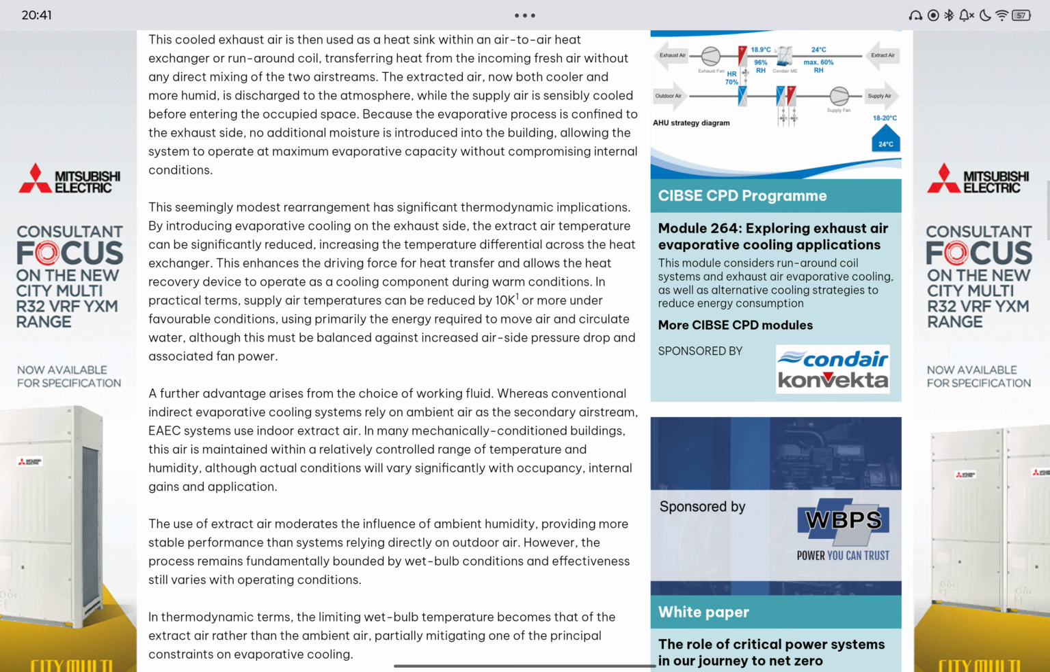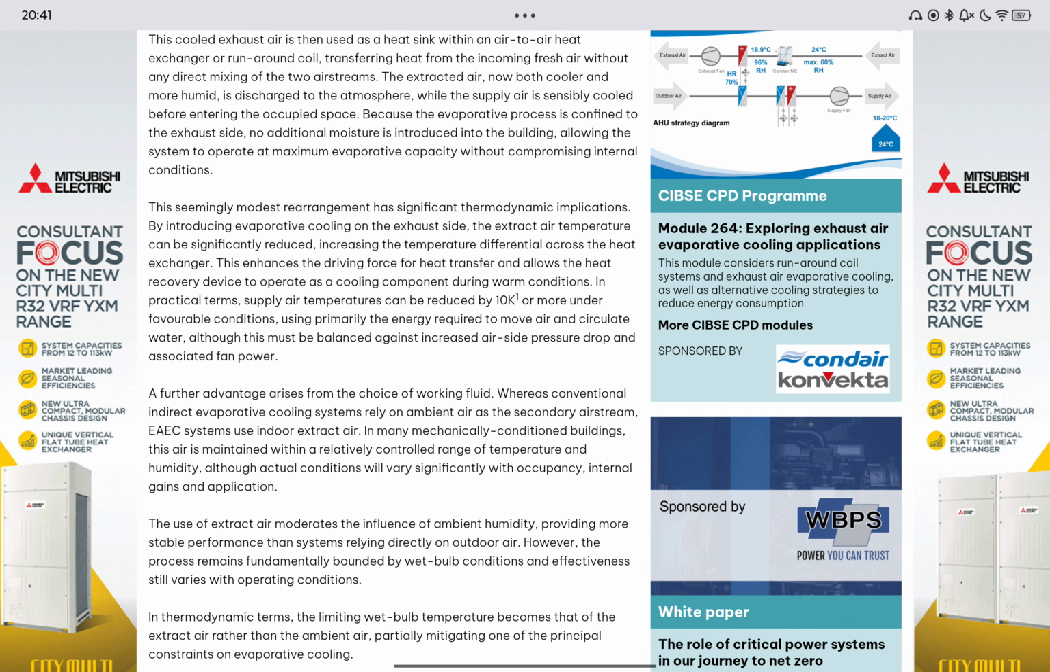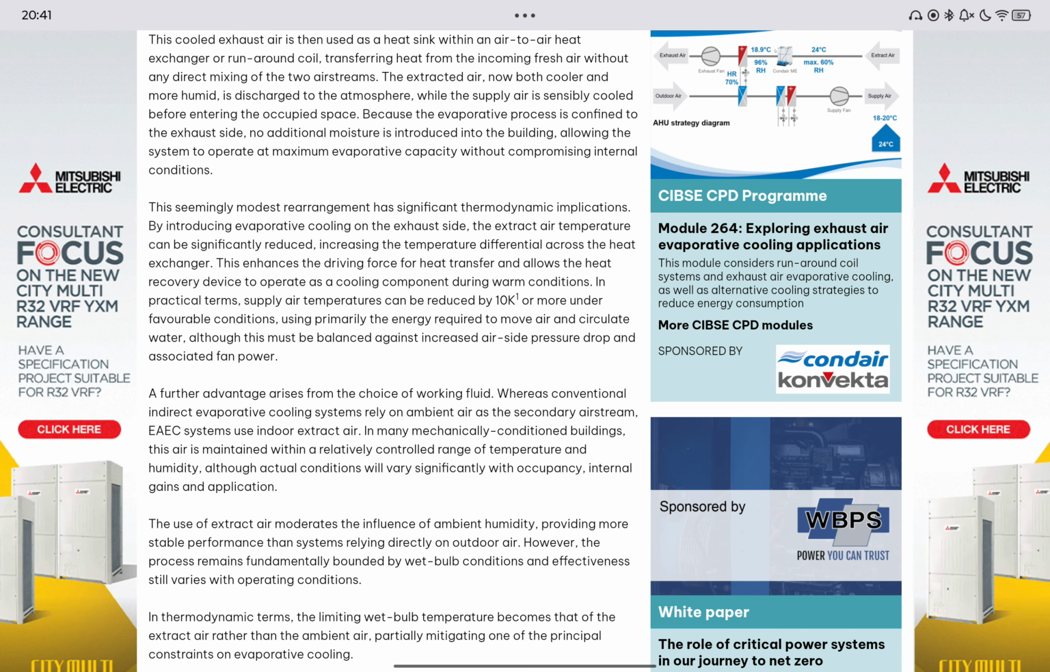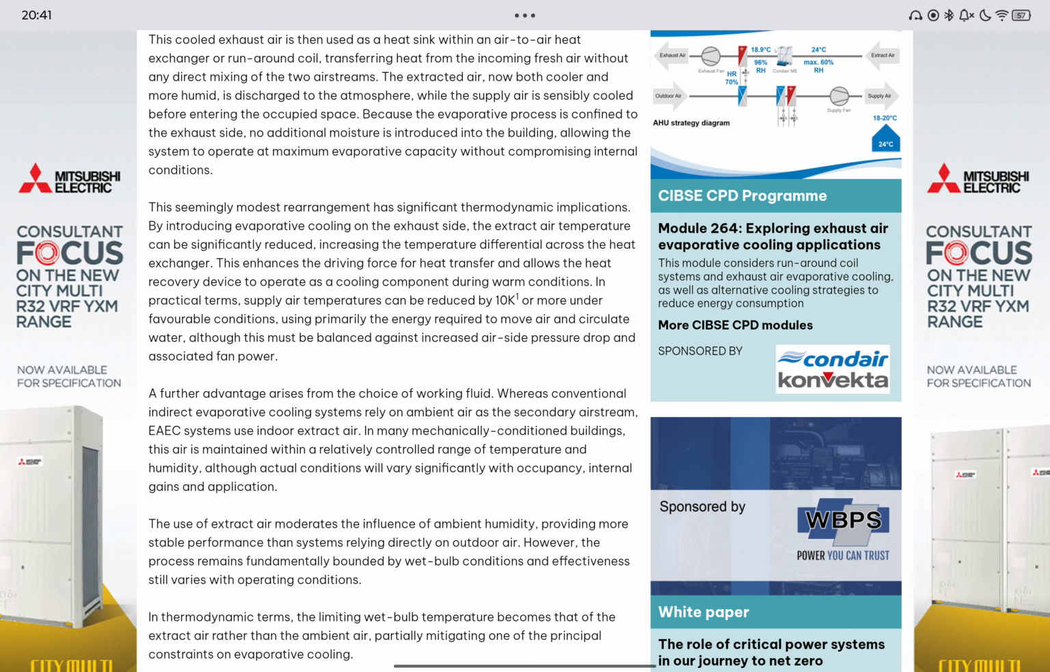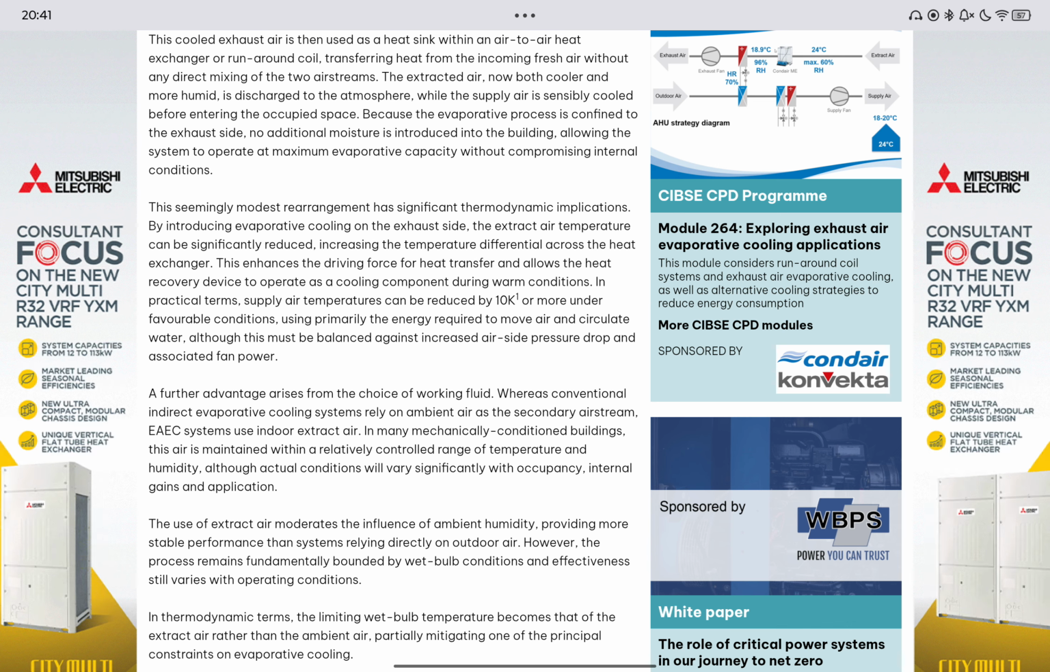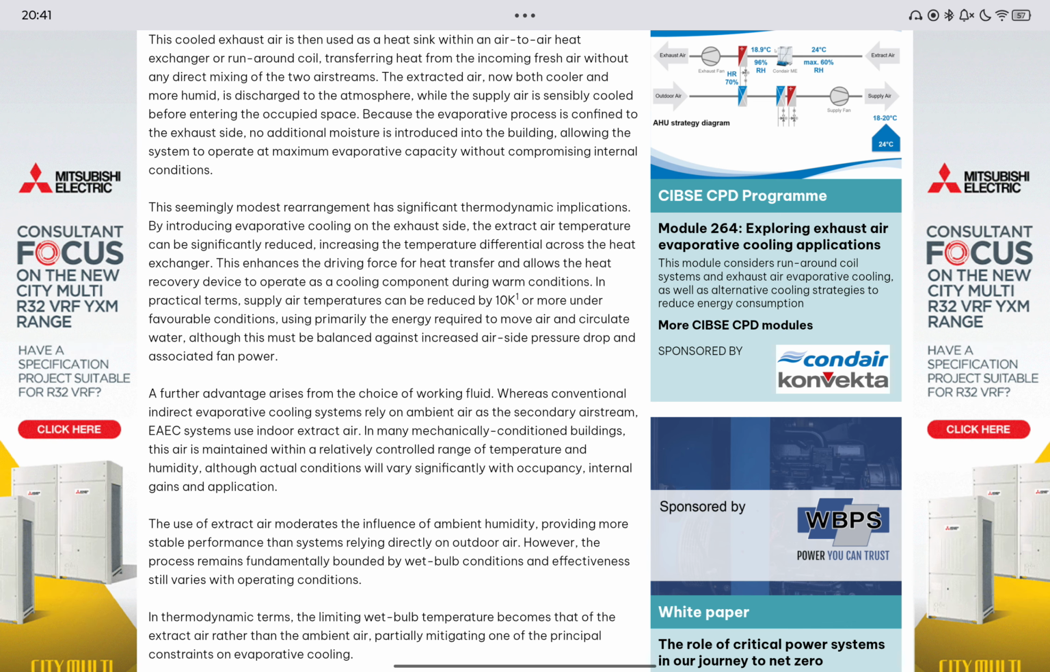This seemingly modest rearrangement has significant thermodynamic implications. By introducing evaporative cooling on the exhaust side, the extract air temperature can be significantly reduced, increasing the temperature differential across the heat exchanger. This enhances the driving force for heat transfer and allows the heat recovery device to operate as a cooling component during warm conditions.